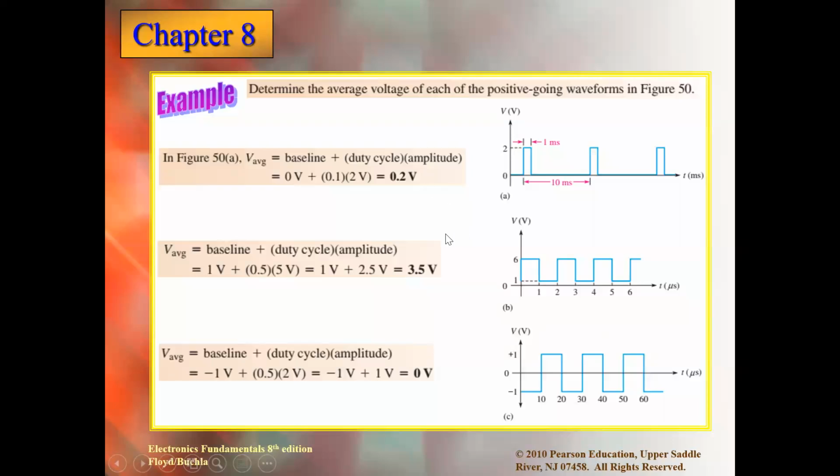So you need to memorize this formula, which is that one. The average is equal to baseline plus duty cycle times amplitude. This time you are using duty cycle as it is, you are not taking its percentage. You are using the ratio, the pulse width over time period.